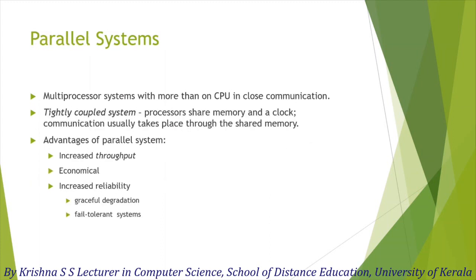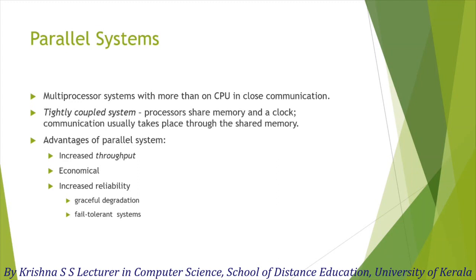Multiprocessor systems are systems with more than one CPU in close communication. They are also known as tightly coupled systems. In tightly coupled systems, processors share memory and clock. Communication usually takes place through the shared memory. There is no need for separate storage devices or separate I/O devices. So, such systems are known as tightly coupled systems or parallel systems.